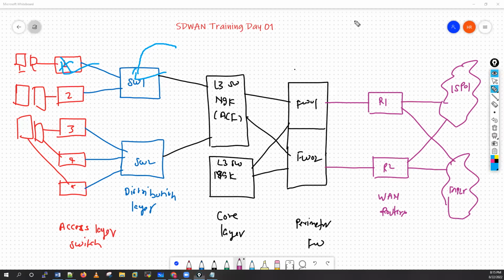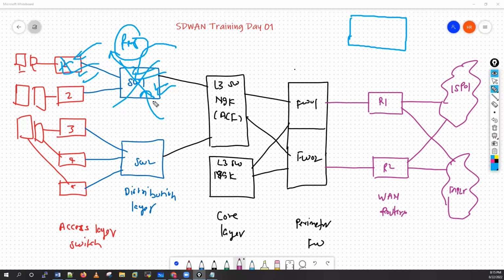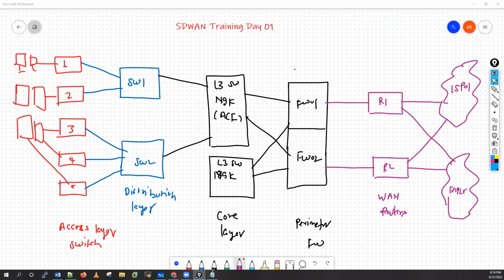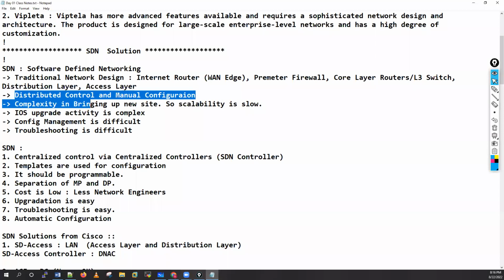But let's suppose you have a controller here which is taking all the backups. Even if this router becomes faulty and you do the RMA, after receiving the new device you can just put it in, because you are managing all these things from this particular controller. This controller is known as the SDN controller, guys. So it solves the problem of distributed control and manual configuration. These kinds of problems have been solved by the SDN solution, guys.